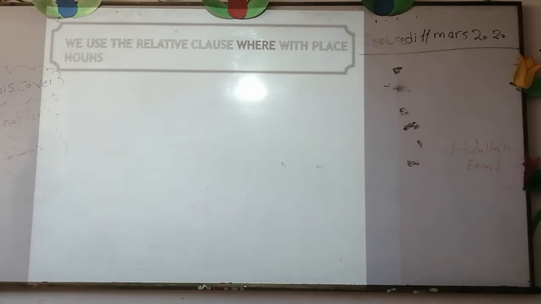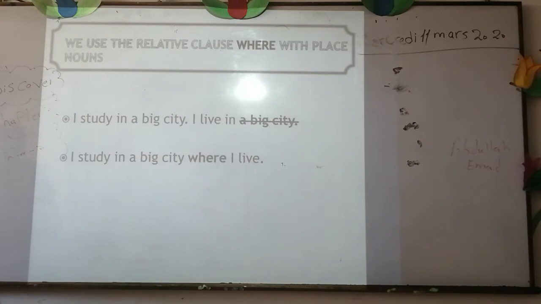Okay. We use the relative clause where. We use where with place nouns. Okay. If you find a word that refers to a place, then you're going to use where. Very easy. I study in a big city. I live in a big city.